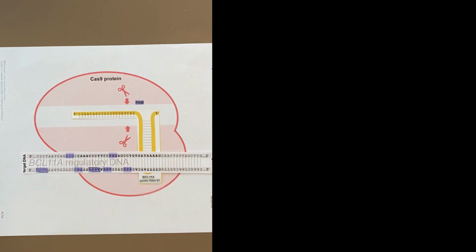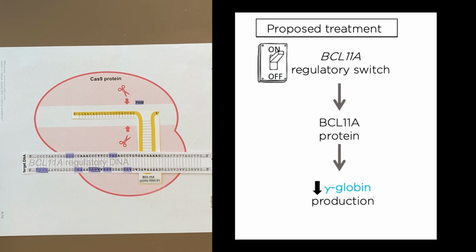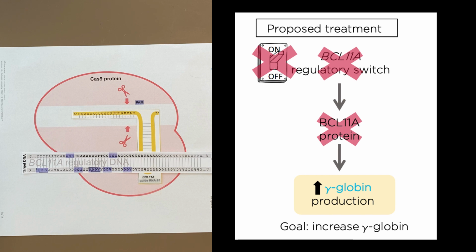Previous research had identified this as a kind of Achilles heel region for the BCL11A regulatory DNA. Scientists had already shown that when mutations were introduced in this specific region, it broke the regulatory switch and BCL11A protein was no longer made. And remember, this is the goal of this gene therapy treatment. We want to prevent the production of BCL11A protein because BCL11A protein prevents the production of gamma globin. And our therapeutic goal is to turn on gamma globin production so fetal hemoglobin is present again in adult red blood cells.